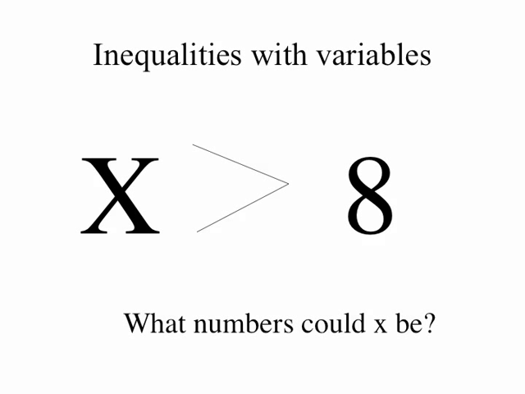All right, what happens when we start putting variables in inequalities? So here's an inequality. X is greater than 8. What are some numbers that I could plug in for X to make this inequality be true? Well, X could be 9 or 10 or a million or 8.00001. X could be anything bigger than 8, but not 8 itself, and it certainly couldn't be smaller than 8. So there's a lot of different numbers that make this expression true, but not every number makes this expression true.